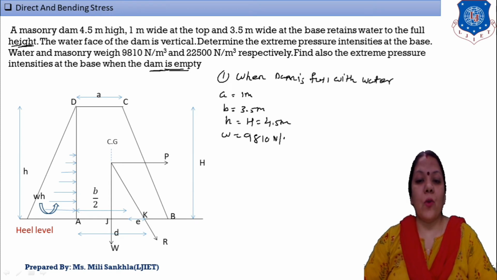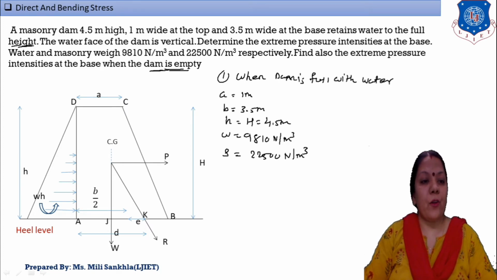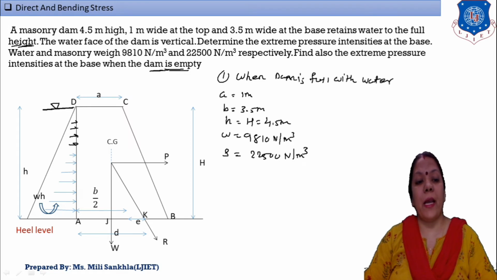9,810 Newton per meter cube, and density of masonry, that means rho, is given 22,500 Newton per meter cube. Okay, here is the height of dam, and up to this our water is filled, that means this is the sign of water level, and this loading of water acts like a UVL load.